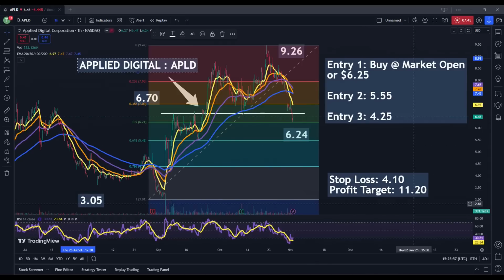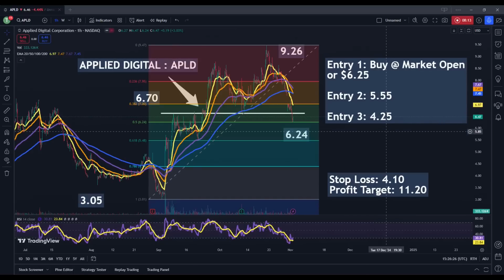What we're looking at here is a profit target of $11.20. From that initial entry point, that would be a profit gain of roughly 75% based on the most recent closing prices. The entry point is either at the Monday open, or we can wait for the price to retrace a little bit into $6.25. If the market works against us, we add to the position again at $5.55. And then if the market is still moving in the downside direction, we would enter again the final third of the position at $4.25. If we're not seeing a bounce at that point, we're probably going to be getting out of the trade and reassessing the outlook.